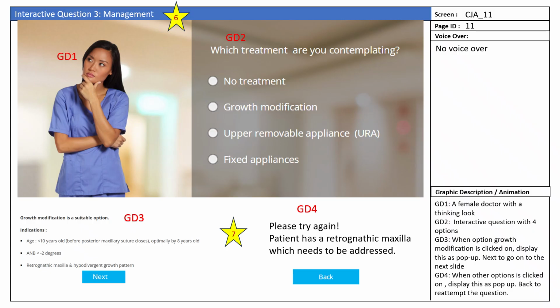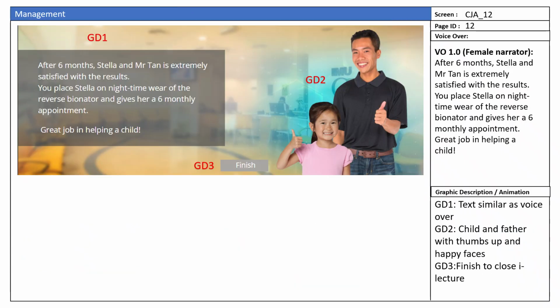This immediate feedback mechanism is important in online learning because it helps learners correct misconceptions early and reflects Gagne's events of instruction. The microlearning activity concludes with a positive treatment outcome where Stella and her father are happy with the improvement after growth modification therapy. Ending with a successful outcome reinforces the value of early interceptive orthodontic treatment, and provides emotional closure to the story.